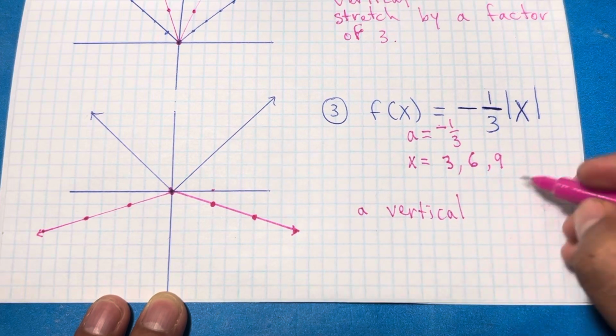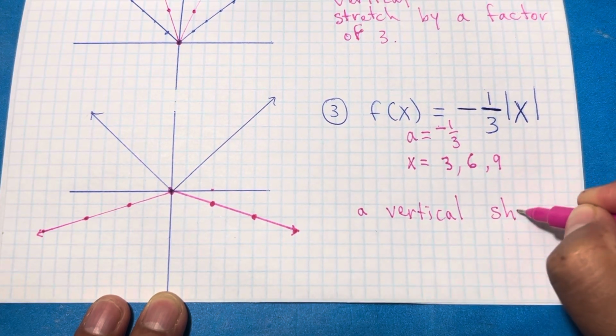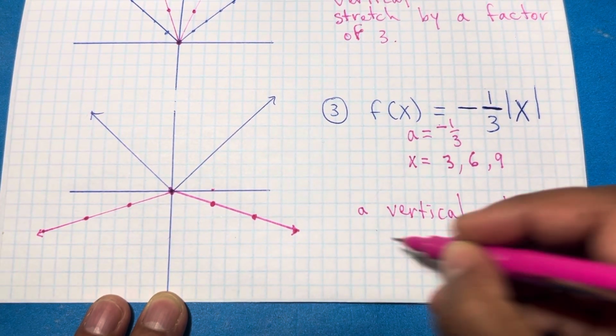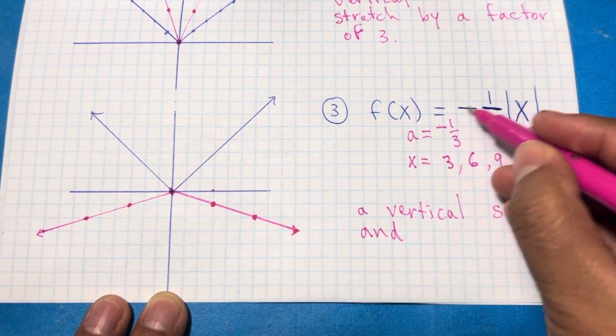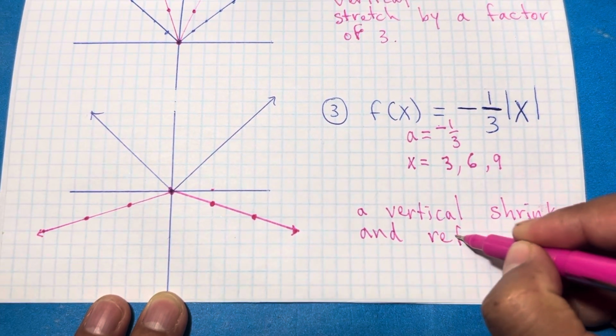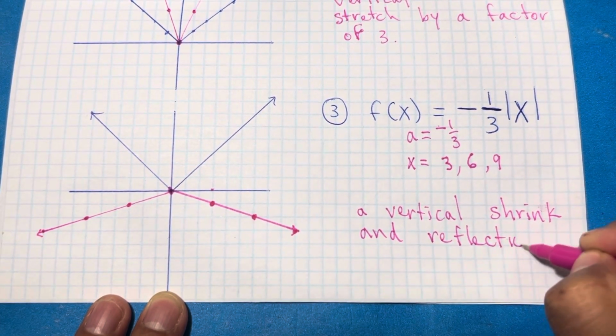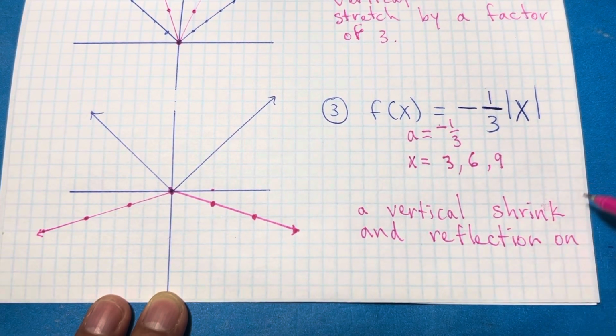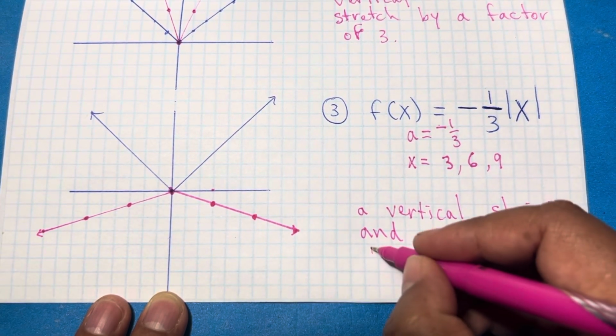Vertical compression or shrink, and reflection in the x-axis.